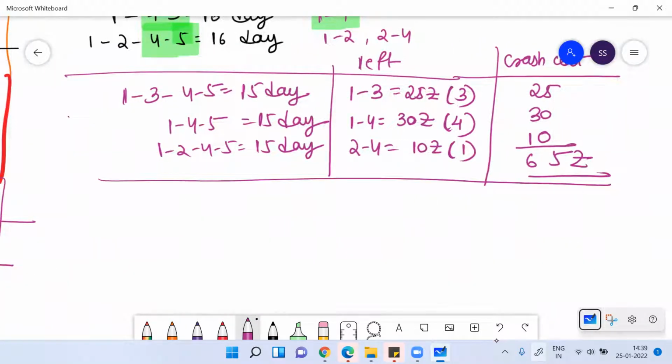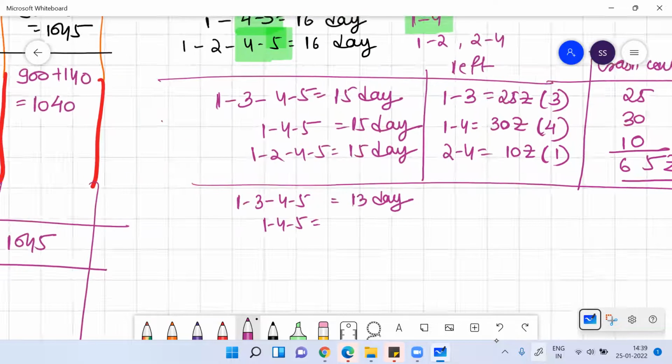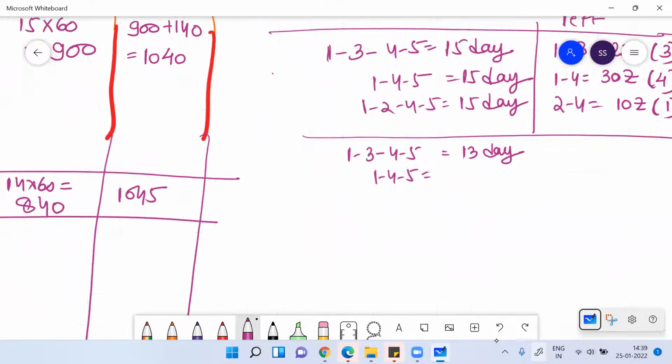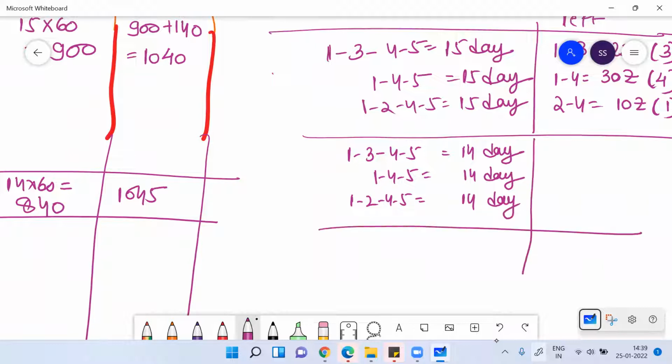Then if you see from now you have 1 3 4 5. Now this is 13 days. Now this is 1 4 5. So now you're done, no? You made it 14, right? You've done so far 14. 1 4 5, it is 14 days. Now 1 2 4 5, you made it again 14 days. All 14 days you made.